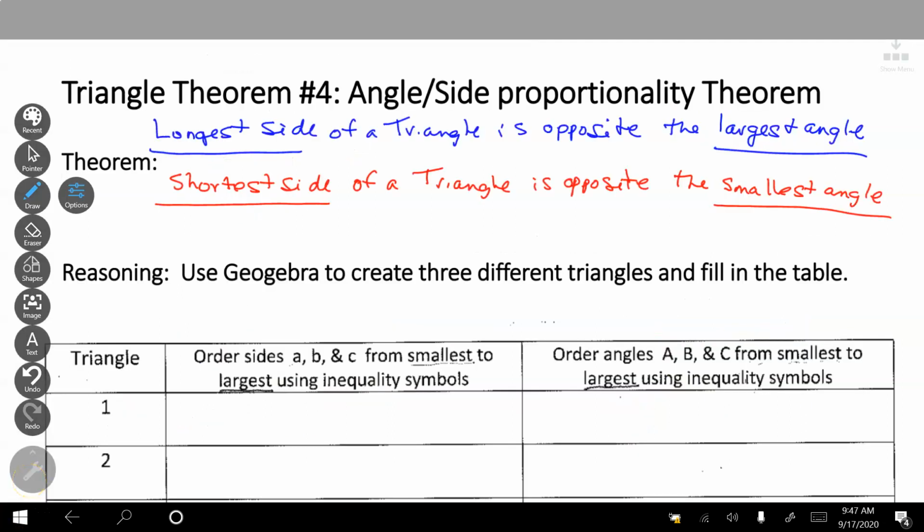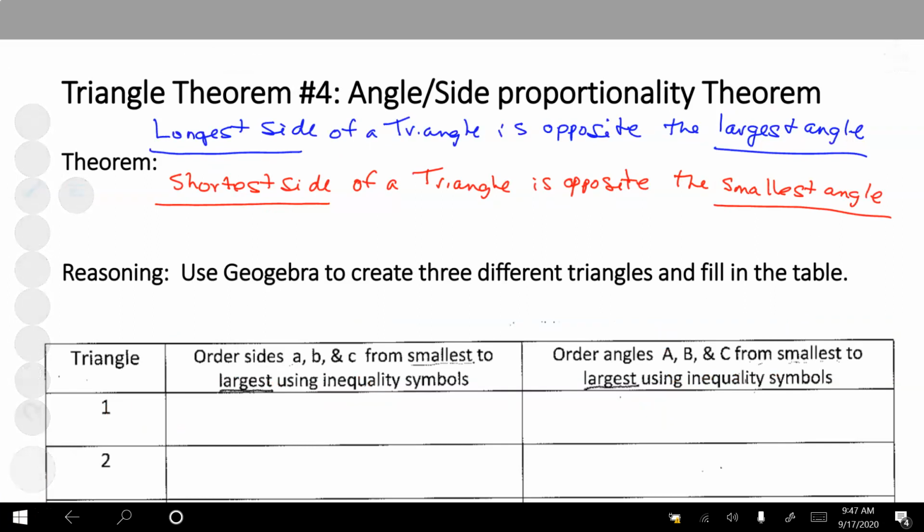So angles and sides of a triangle go hand in hand. The shorter the side, the smaller the angle. The longer the side, the larger the angle. So whatever is the longest side of a triangle, across from it or opposite it is the largest angle. And the shorter side across from it is the smallest angle. I'm going to draw a picture below to demonstrate it.